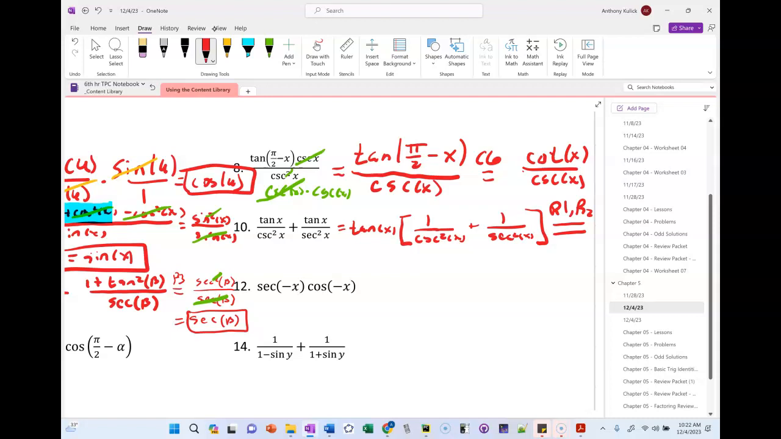Identity. Okay, great. C5, co-function identities. I don't think I would use a co-function here. Oh, wait, never mind. Oh, R5. Well, why not just do R5, for example?